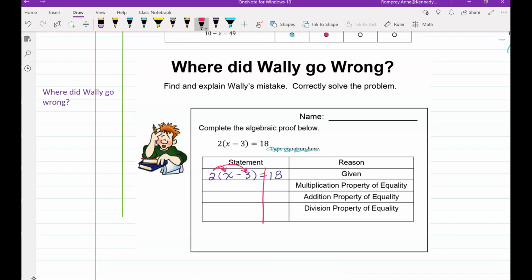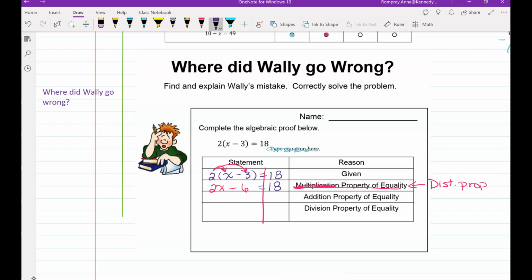Is that the multiplication property of equality? No, it's not, because a property of equality means that what we do to one side, we do to the other. It's keeping the equation balanced. Distributive property does not do that. So this proof is wrong. This should be the distributive. Actually, I'll write it off to the side because that would look confusing. Because we are only distributing the 2. So then we end up with 2x minus 6 equals 18.